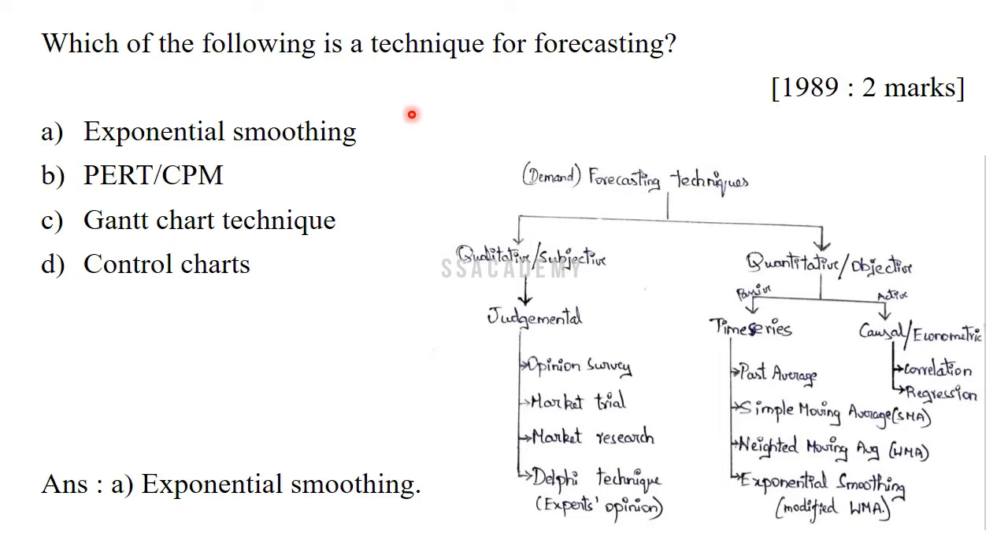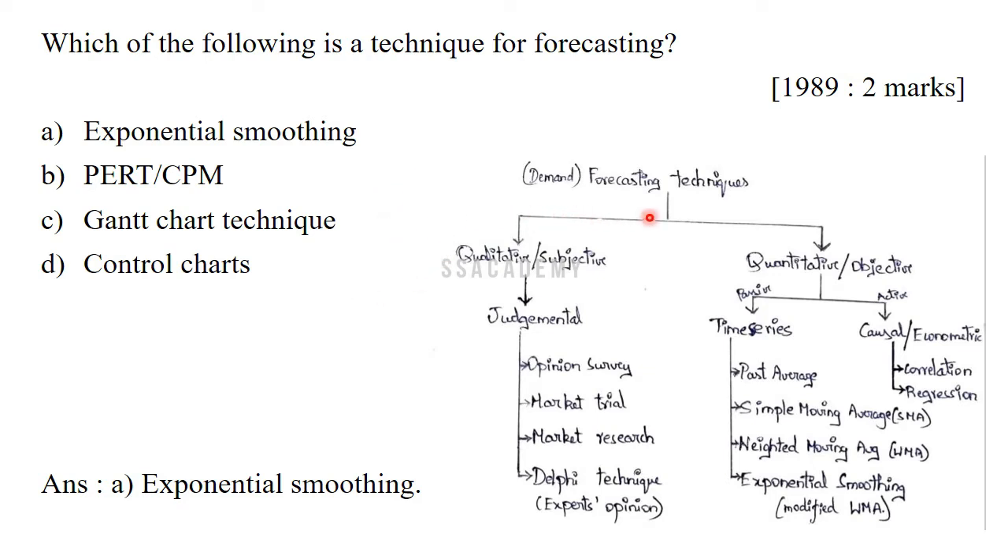First question is, which of the following is a technique for forecasting? This question was asked in the 1989 GATE question paper for 2 marks. Simple questions like these are very rare in GATE standards. The options are exponential smoothing, PERT or CPM, Gantt chart technique, and control charts. These are all related to industrial engineering.